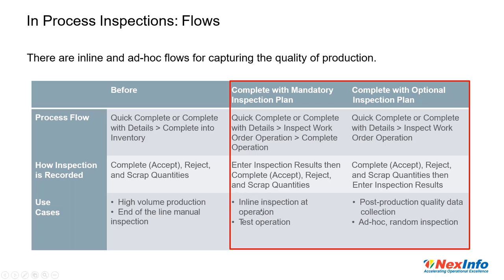And now they are doing inline inspection at operations, and also they're using this process for testing an operation. And today as well, they are using it with an optional inspection plan. What it means is they would do a quick complete or complete with details, and then accept, reject, and enter the quantities, and then inspect the work order. So this is like a post-production quality data collection, and also an ad hoc random inspection based on the production supervisor. So they are using both of these.